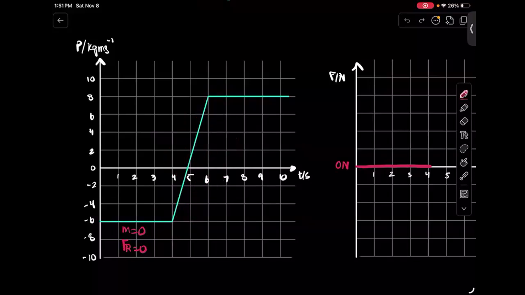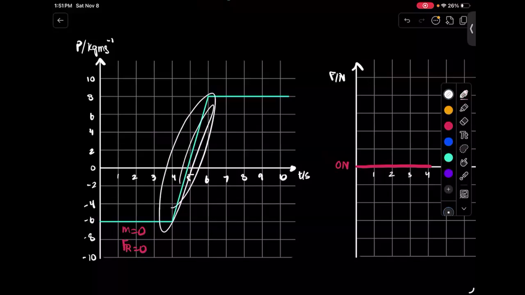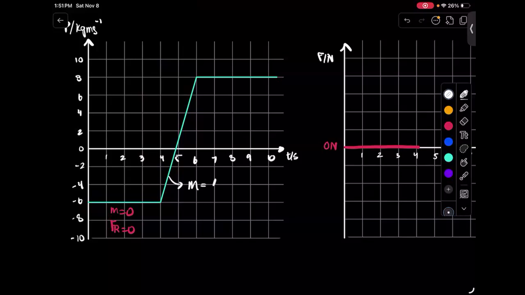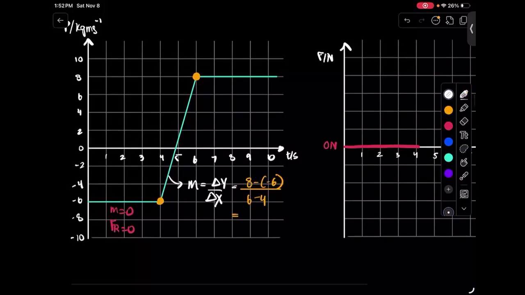How do I calculate the resultant force on this line? Calculate the gradient. The slope of this line is change in y over change in x. Taking these 2 points, y2 minus y1 over x2 minus x1. So 8 minus -6, over 6 minus 4. That's 14 divided by 2. So 7 Newton is my resultant force.